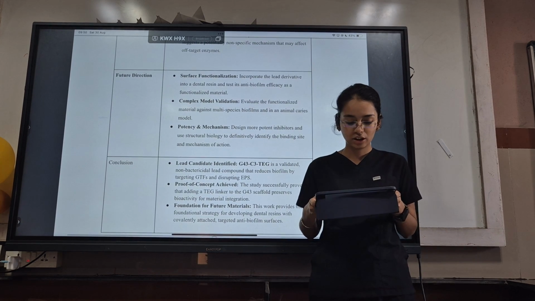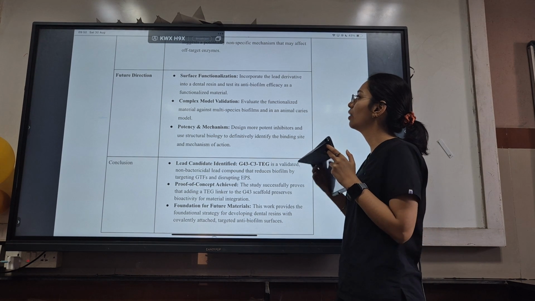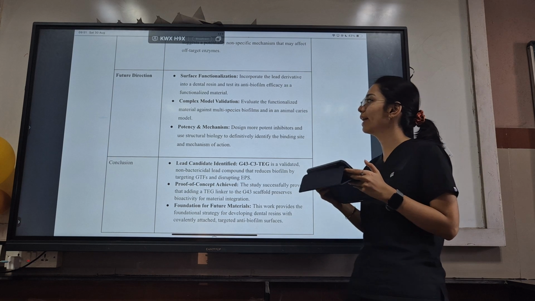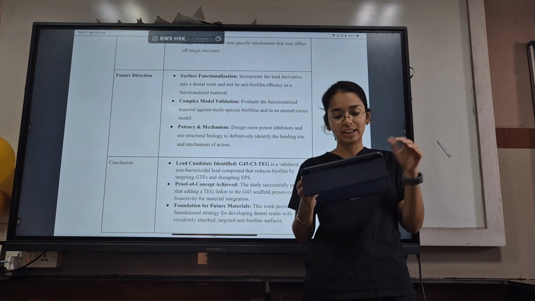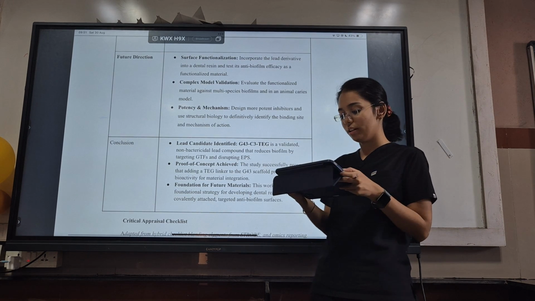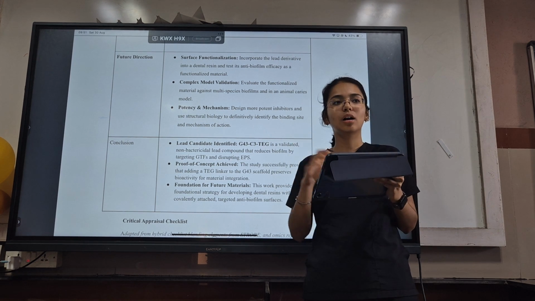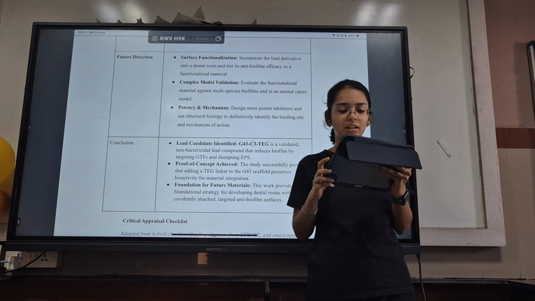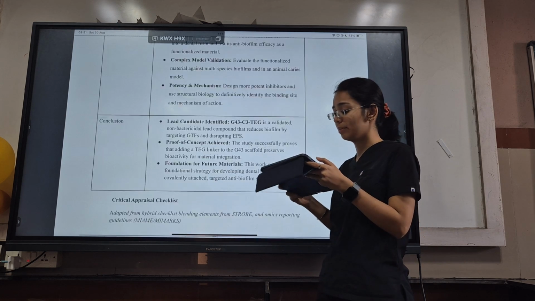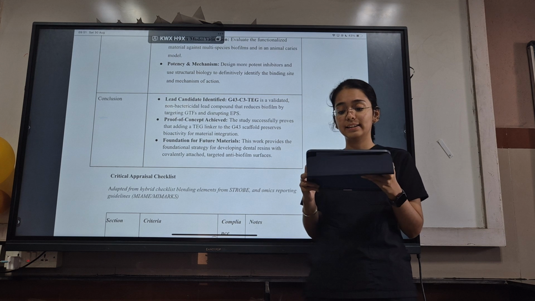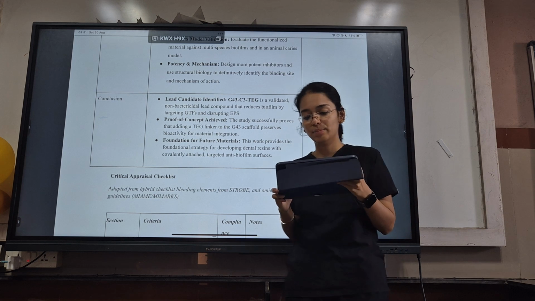So the future direction of this could be the surface functionalization, where incorporation of the lead derivatives into a dental resin, and we can test the anti-biofilm efficacy having that as a functionalized material. So they can also do complex model validation to evaluate that functional material against a multi-species biofilm and in an animal caries model. That can also be done. So the potency and the mechanism can also be checked. So they can design more potent inhibitors, and they can use structural biology to definitely identify the binding site and mechanism of action.